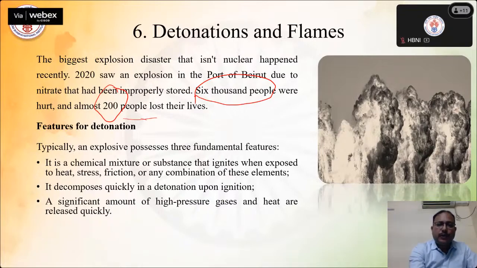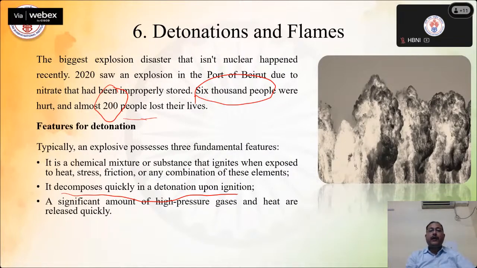Second property is that it decomposes quickly in a detonation upon ignition. That means it is generating a huge amount of energy and utilizing the source at a very big pace. Just giving you an example, if you burn a simple wood, and if you burn a wood which has petrol or diesel or say kerosene on it, which will ignite first? The wood which has an external chemical, like igniting material, flame material like petrol or kerosene, will ignite very, very easily in comparison to others. So it is important and relevant that you think about them.